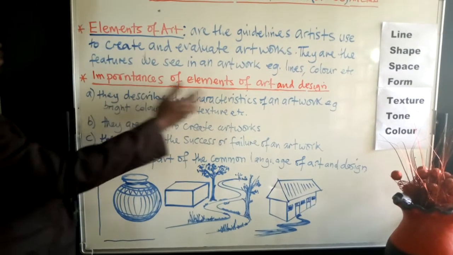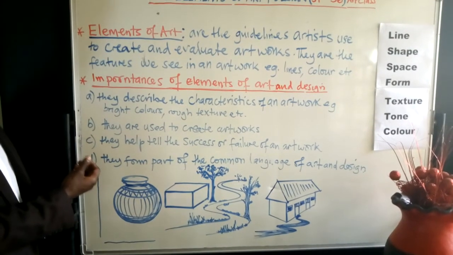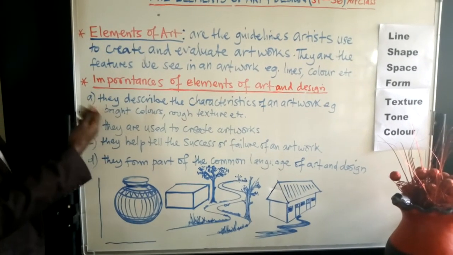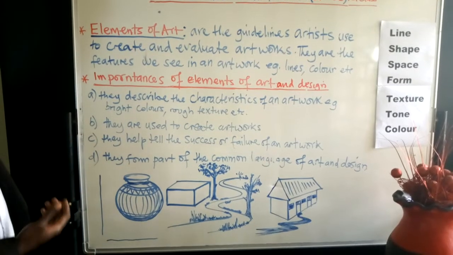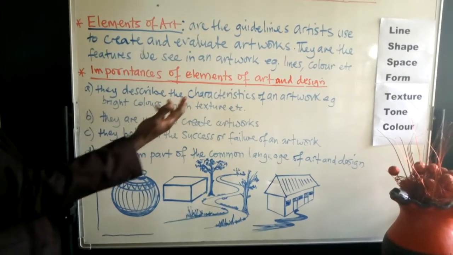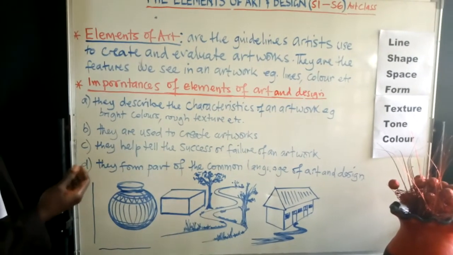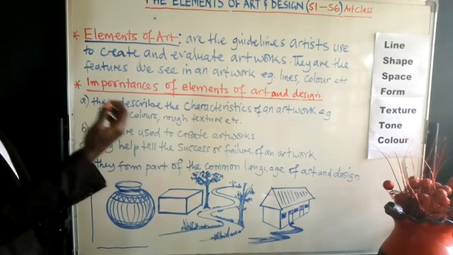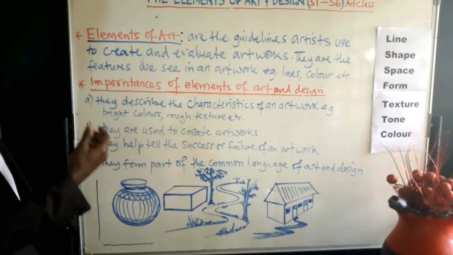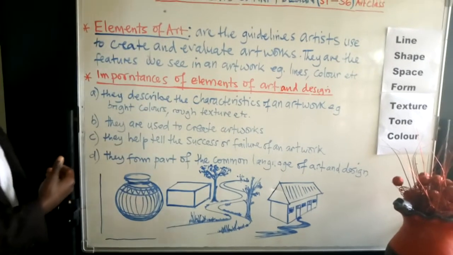Now, these are the importances of the elements of art and design, as you can see them here. There are others, but these are the basic, the most important importances. I've said they describe the characteristics of an artwork. If you looked at an artwork, you will be in position to see, say, bright colors, rough textures. That is, if you know how the elements contribute to the artwork.